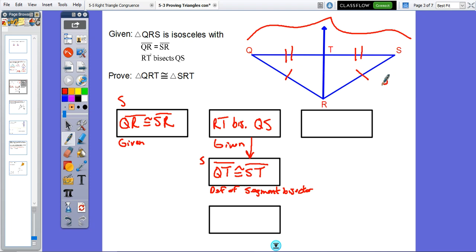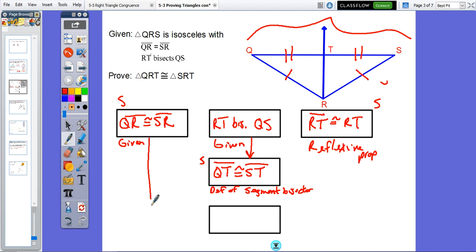We need 1 more side. So we look at the picture right here. It's okay to refer to the picture. We got 1 side, 1 side, 1 side. We got sides matching up. We need 1 more. Well, this RT is shared by both triangles. So we'll say RT is congruent to RT, and that's our reflexive property right there. So that's our third side.